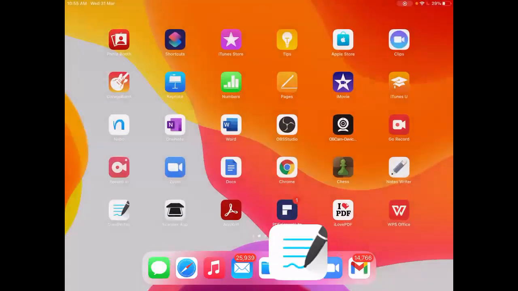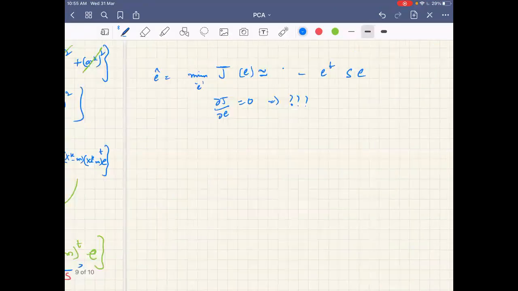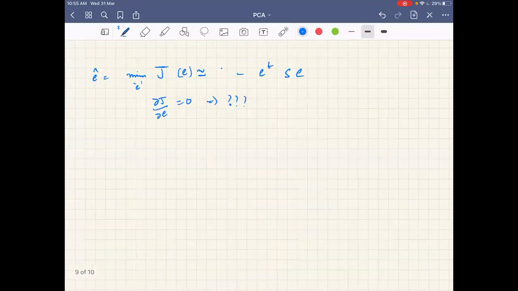Sir, at the last step, how exactly do we differentiate over there? We can't differentiate now. If we differentiate, we will get 2 times SE equal to 0, which doesn't give E. So we will see another trick for doing this.